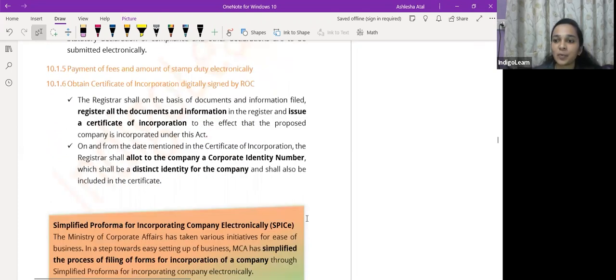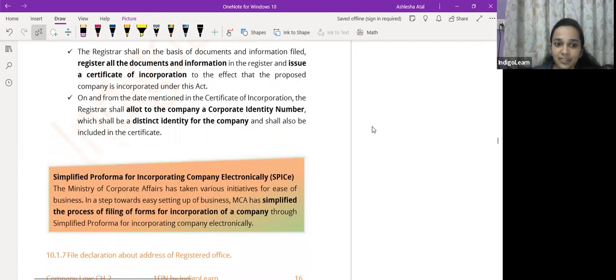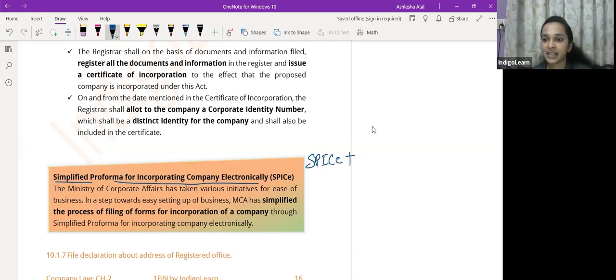So जो मैं आपको बता रही थी, SPICE plus is the form. The full form of SPICE is Simplified Proforma for Incorporating Company Electronically. So SPICE is the form which is filed for the purposes of incorporation of the company. So company incorporation का form SPICE दिया हुआ है, but now it is SPICE plus. पहले SPICE था, अभी SPICE plus है. Is that clear?